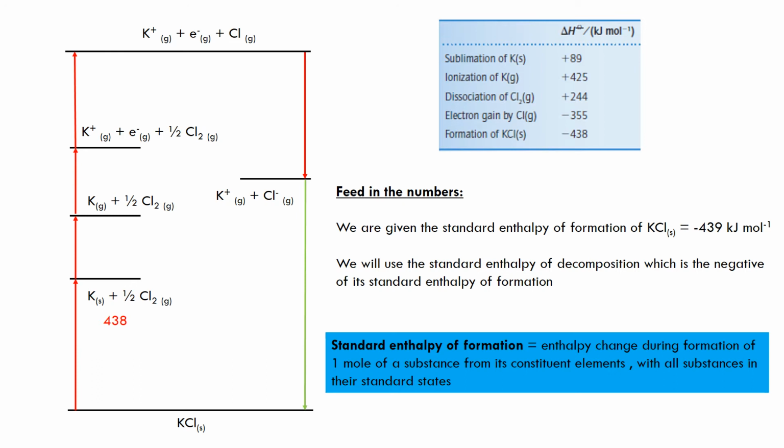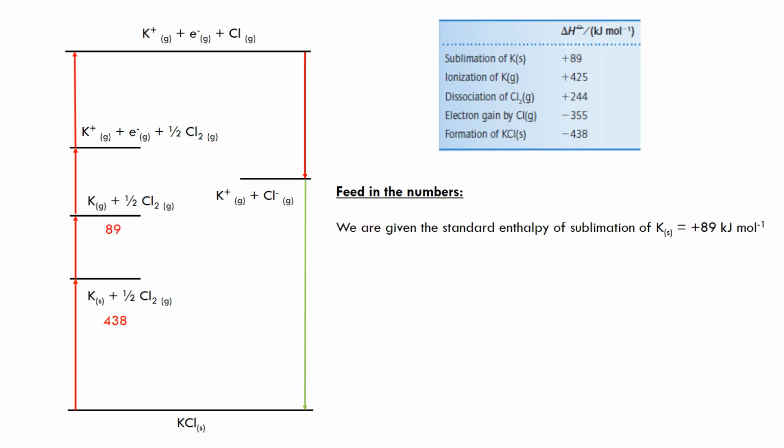We're going in the opposite direction. We're going from potassium chloride to its elements in their standard state. So we're breaking up the lattice now. So we use the negative of the enthalpy of formation, which is, of course, plus 438. We're given the standard enthalpy of sublimation for potassium, which is plus 89 kilojoules per mole.